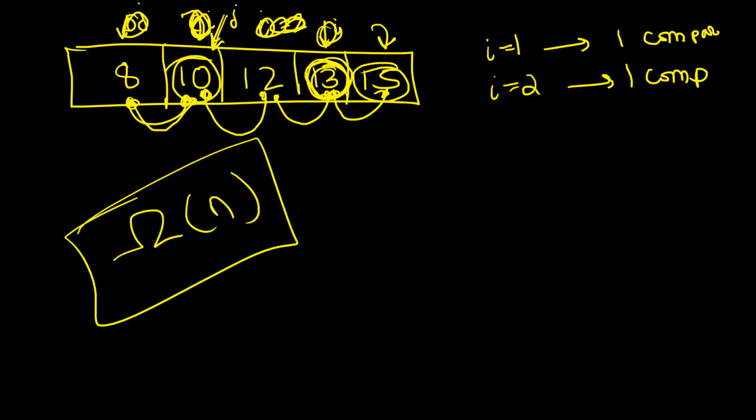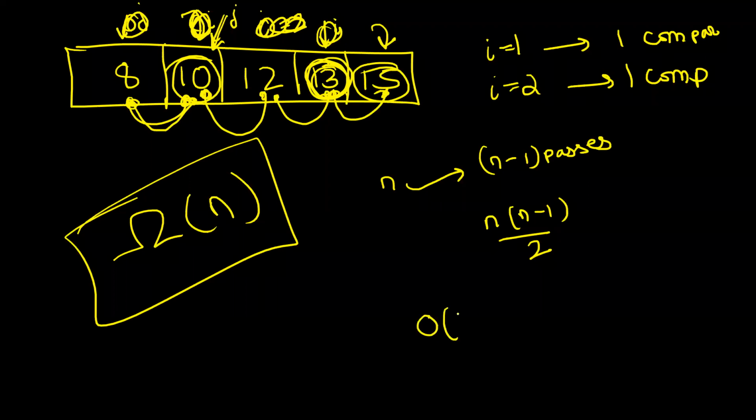If I want to summarize before going forward: if you have n elements, how many passes do I need? N minus 1 passes needed. Now, in the worst case, how many comparisons? In the worst case, the number of comparisons will be n into n minus 1 by 2, and the number of swaps will also be n into n minus 1 by 2. Same, right? So the worst case runtime is big O of n square. Space complexity, big O of 1.